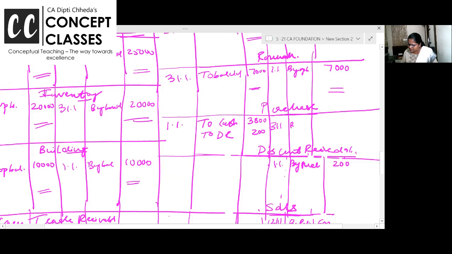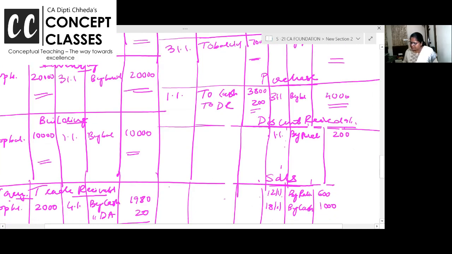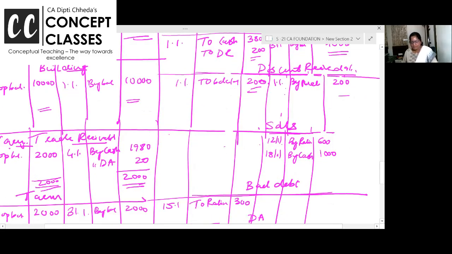Purchase is also 31st January, by balance. Discount received on the debit side, to balance carried down, 200. Yeah, it's an income, so 200. Sales. Total sales in this month on 31st of January is 1,600 carried down. I told you, the sales ledger you actually have to transfer to P&L and close, but that is on the last day of the financial year. So right now just close it.